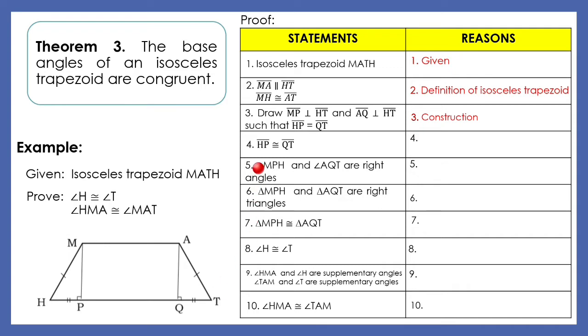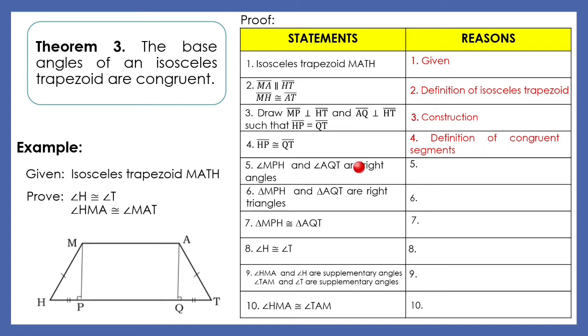For number 4, we have line segment HP is congruent to line segment QT. This is our line segment HP, while this is our line segment QT. They are congruent by the definition of congruent segments. So, ang definition ng congruent segments: segments that have the same length.